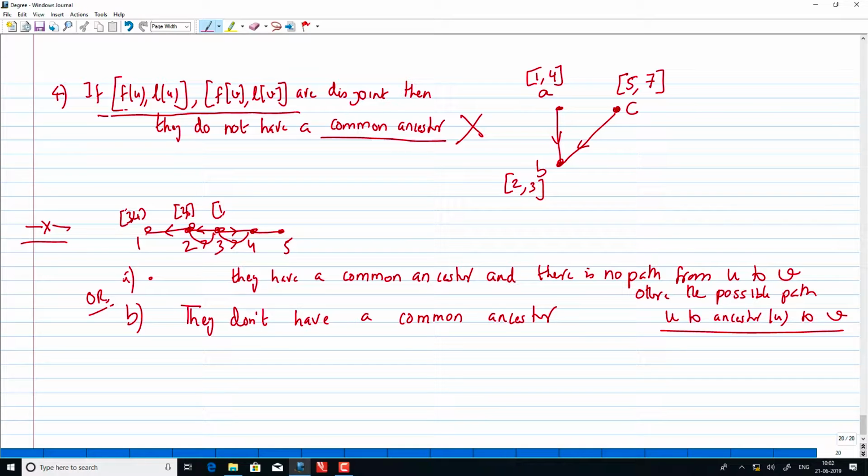considering the case when the two intervals are disjoint. We've observed some properties, but the properties are not exhaustive, right? So therefore, I must be attempting something too complicated here. So let me just stop. Let's move to the ones which are more clearly provable, and we'll come back to this if necessary at all.